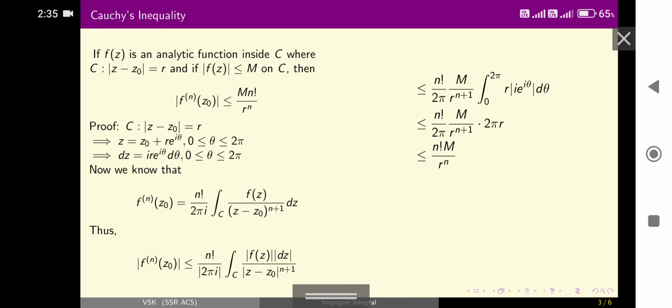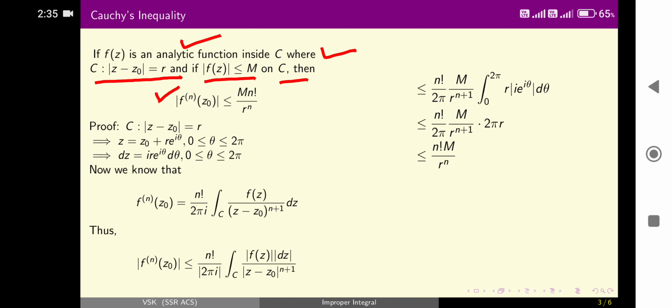The statement says that if f(z) is analytic inside C, where C is a circle, |z - z0| = r, and if |f(z)| is less than or equal to M on C, then the modulus of the nth derivative of f at z0 is less than or equal to M times n factorial divided by r to the power n. So let us see the proof.